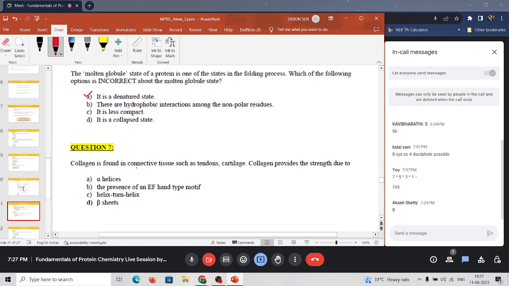Okay. Now collagen is found in connective tissue such as tendons, cartilage. Now collagen provides the strength due to. So if you have studied about collagen, then you can find that. Okay, tell me what determines the strength of the collagen?